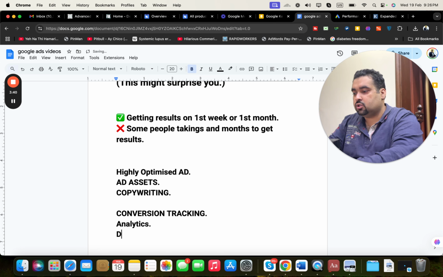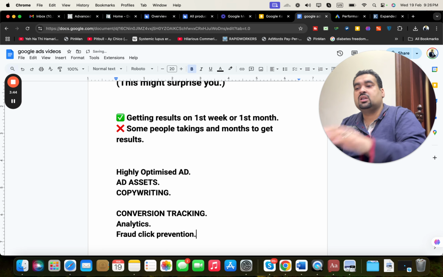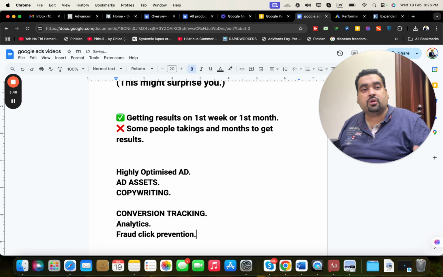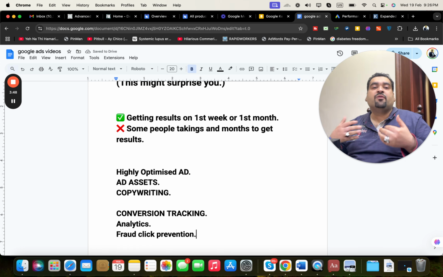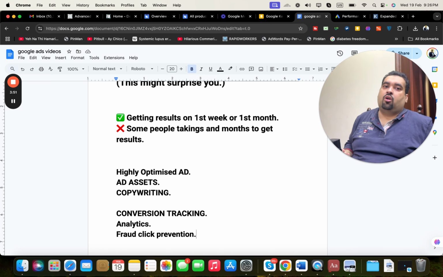Apart from this, we also recommend doing fraud click prevention. Okay. There are multiple tools available. You can use any of them to get fraud click prevention done on your website.